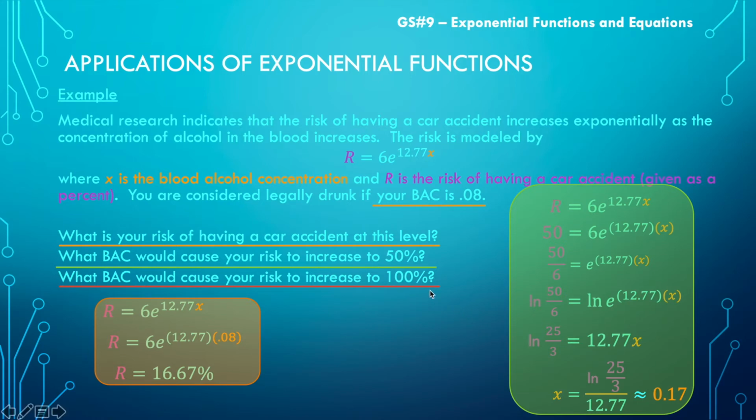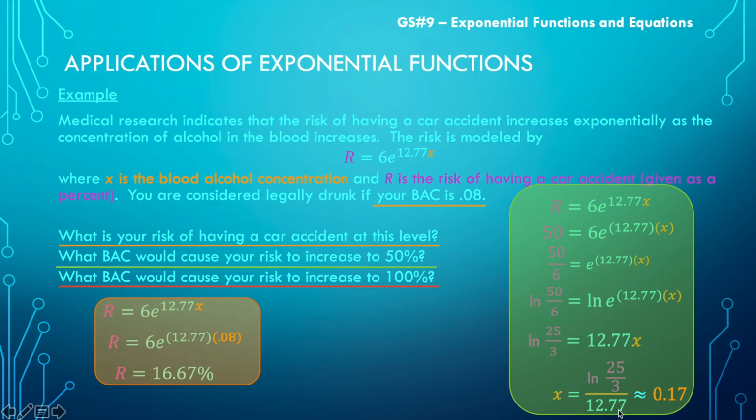So I'm just going to sub in something different here, right? Instead of 50, I would put 100. And so this would become 100. And 100 over 6, take the ln of that, would be the ln of 50 over 3. And then divide that by 12.77 to get our answer.